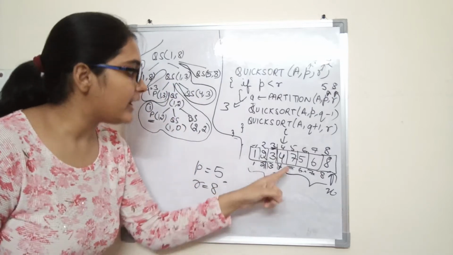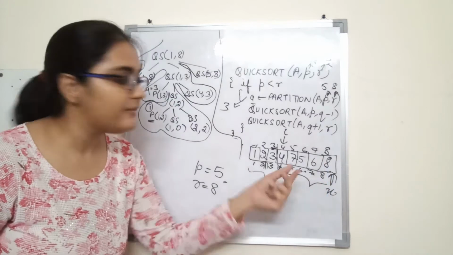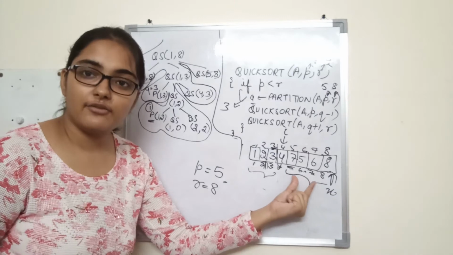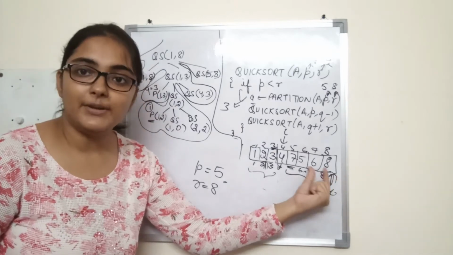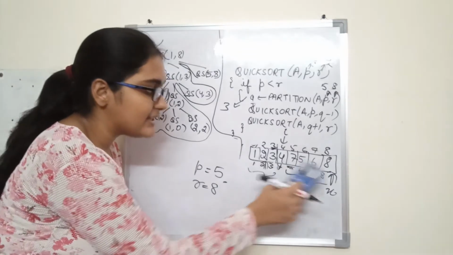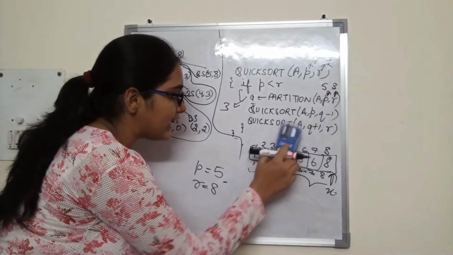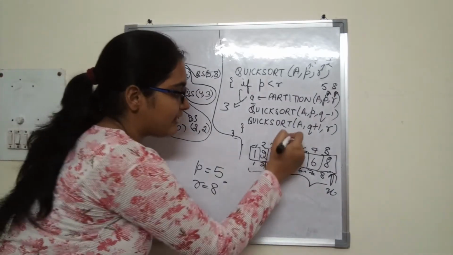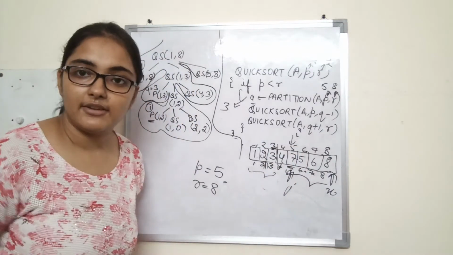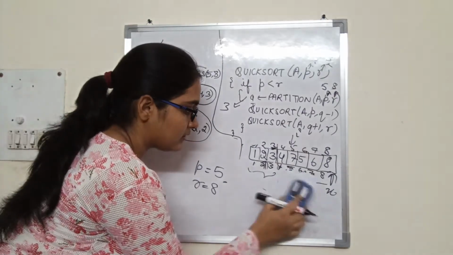Now J is going from P to R minus 1. What is P? 5. R minus 1 is 7. J will go from 5 to 7 in order to decide which of the elements are smaller than the pivot element, that is 8, right? So what happens? Now it will see if 7 is less than or equal to 8. Is 7 less than 8? True. What will it do? It will increment I and exchange A of I with A of J. But J also points here only. So 7 is exchanged with 7. Nothing will happen.